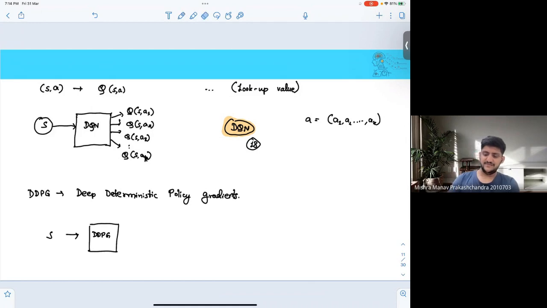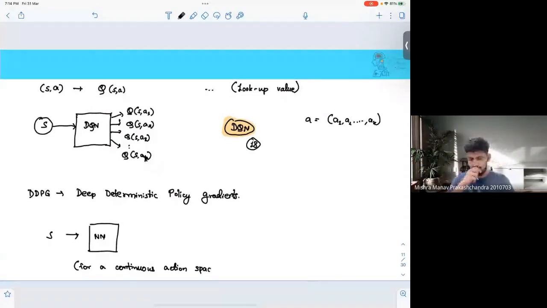I should remove DDPG because DDPG has some other properties. So let's say I'll just call it a normal neural network for a continuous action space. Any idea?